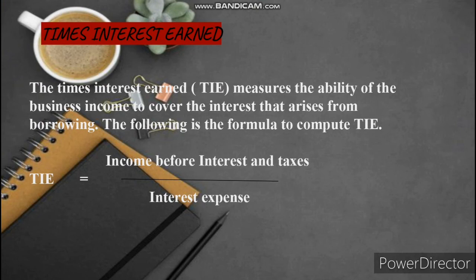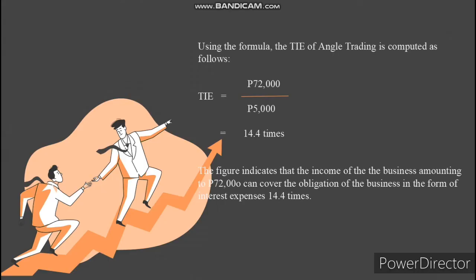Interest expense means kung magkano yung magagasto mo sa interest na gagamitin mo whenever you make a debt on a specific corporation. So you have to use the formula. The TIE of Angle Trading is computed as 72,000 pesos. This is the final income, the official income without any taxes and so on, all over the expenses for its debts, which is 5,000 pesos, equal to 14.4 times.